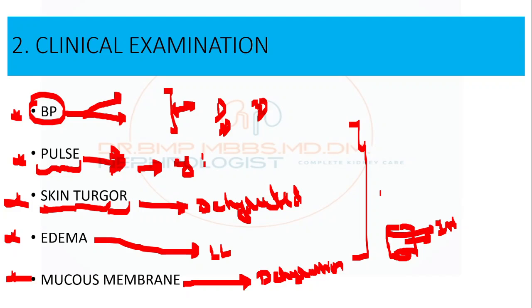All this is being discussed with respect to the ICU scenario, not in a single patient, but in each scenario. All together have to be taken into consideration along with the patient's disease, and try to come to the conclusion. Clinical examination is still not over. So BP, pulse, skin turgor, edema, mucous membrane, and axillary sweat. Apart from this, what else?